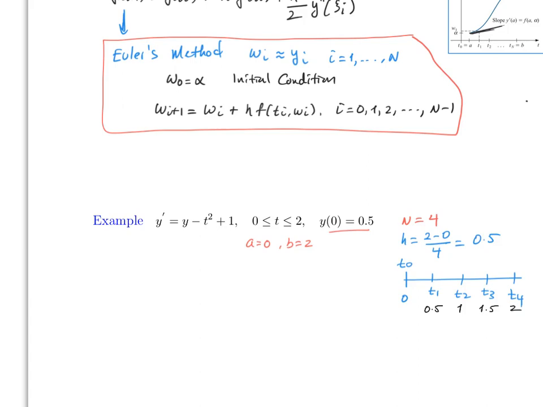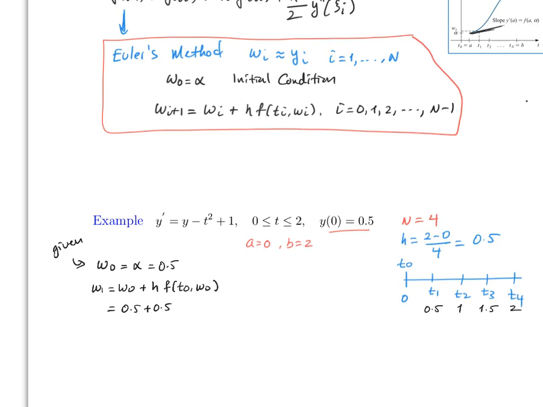All right, so the algorithm tells us to do the following. w_0 is always given because that's the initial condition. So w_0 in our case is just alpha, which in this case is just 0.5. That's it. Then w_1 is going to be now w_0 plus h f of t_0, w_0, which in our case will be equal to 0.5 plus 0.5, because h is also 0.5.